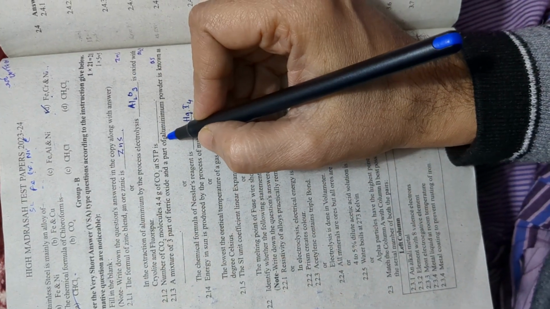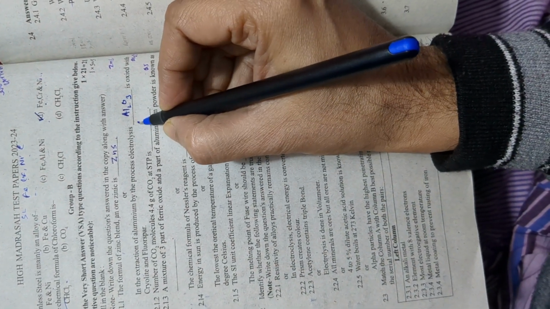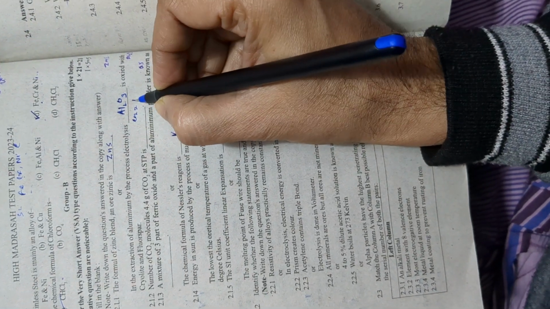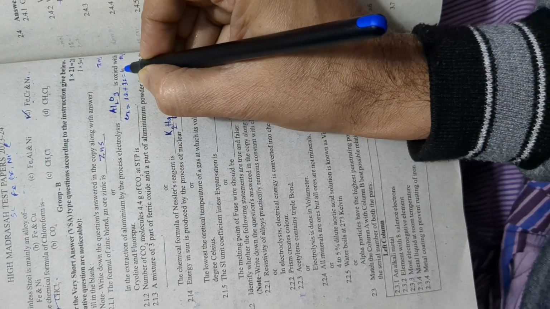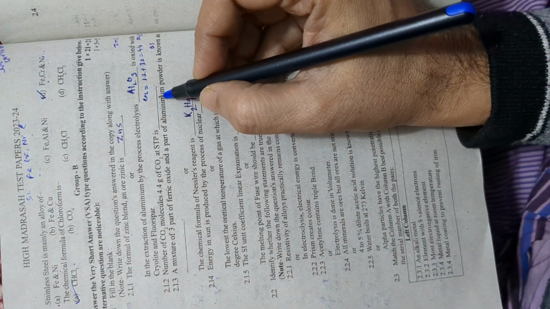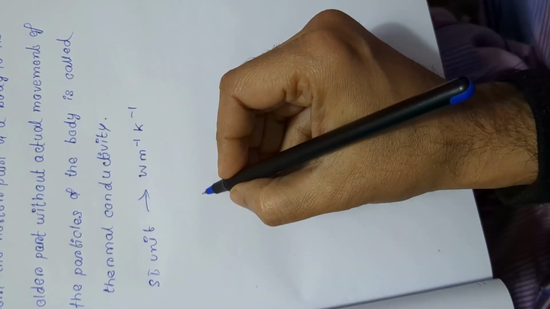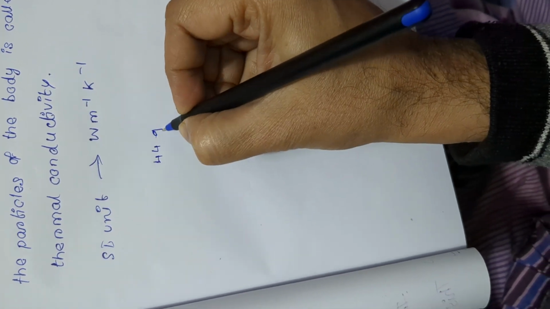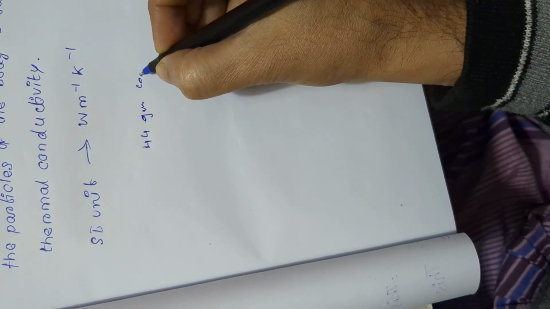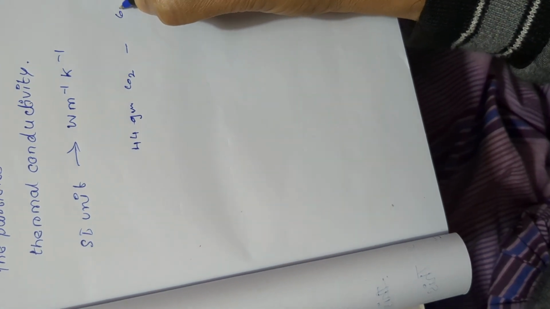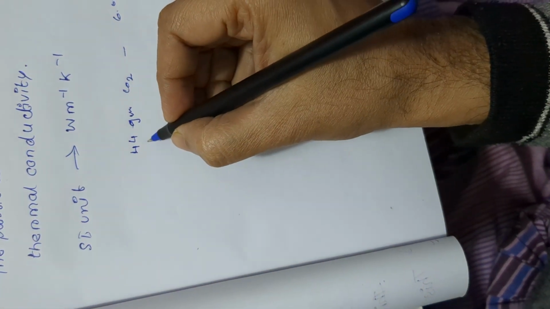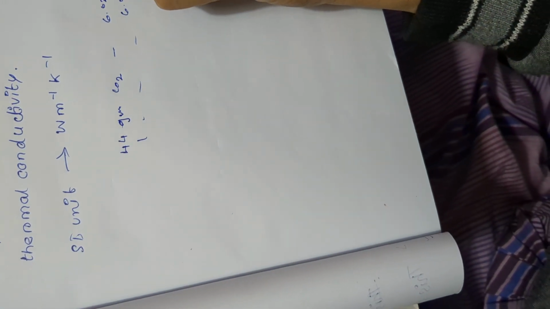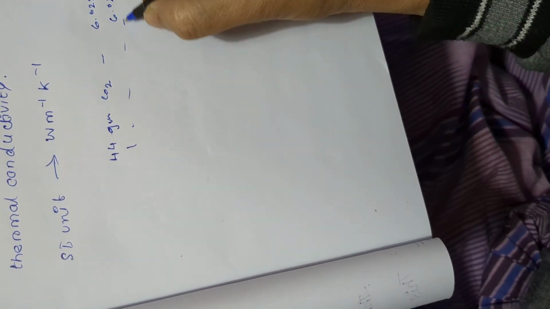We know CO2 means carbon 12 and oxygen 2 times 16, that means 32, that means 44. So 44 gram of carbon dioxide contains 6.022 into 10 to the power 23 molecules. So 6.022 into 10 to the power 23 by 44.